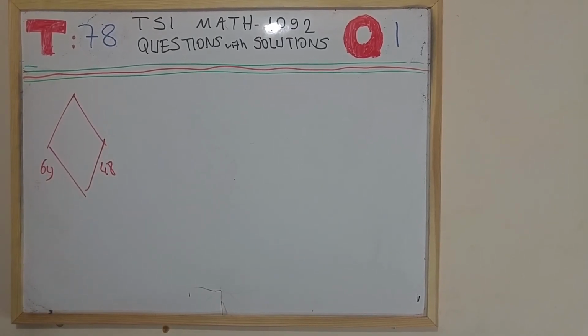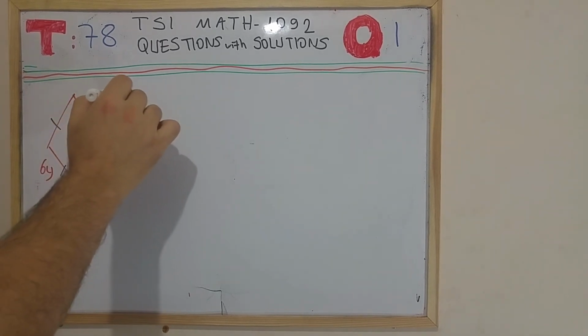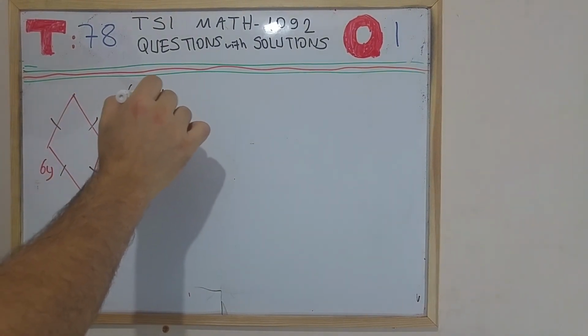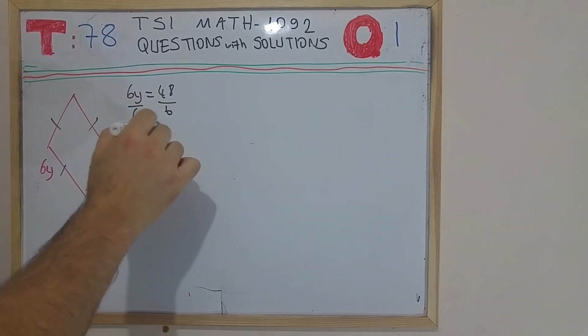We have a rhombus here, and each side of the rhombus is equal to each other. That's why 6y is equal to 48. Dividing each side by 6, y is equal to 8.